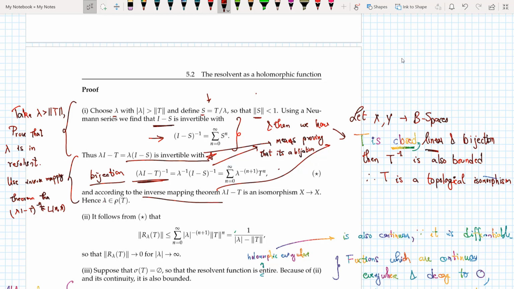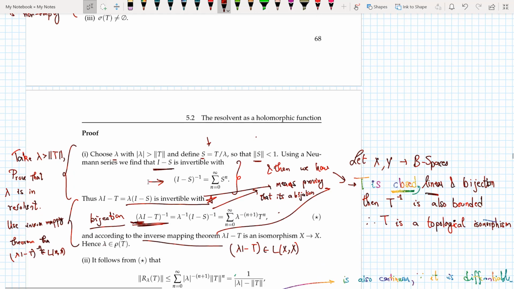Now from a corollary of the closed mapping theorem, I know that if X and Y are Banach spaces and T is a closed linear bijection, then T inverse is also bounded. So this proved that it is a bijection. Lambda I minus T inverse is a bijection, it is linear, and it is closed, of course, since it is continuous. So I can say that lambda I minus T inverse is also bounded, and that's all I wanted. When I say that lambda I minus T is bounded, so lambda I minus T belongs to L(X,X), then I can say that those values of lambda belong in the resolvent.